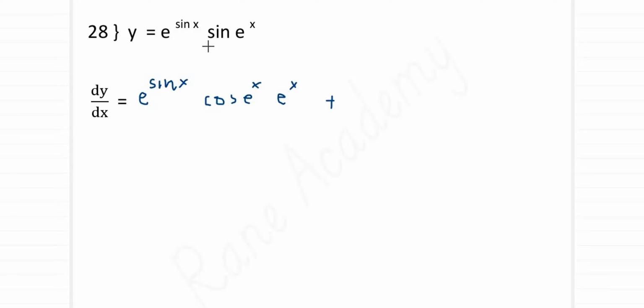Now we keep the second function as it is, so the second function is sin e raised to x, so we keep it as it is, sin e raised to x. And now we differentiate the first function, e raised to sin x, so the derivative of e raised to sin x will be e raised to sin x, and instead of x what we have is sin x, whose derivative is cos x. Hence applying the product rule and chain rule, we get the required answer.